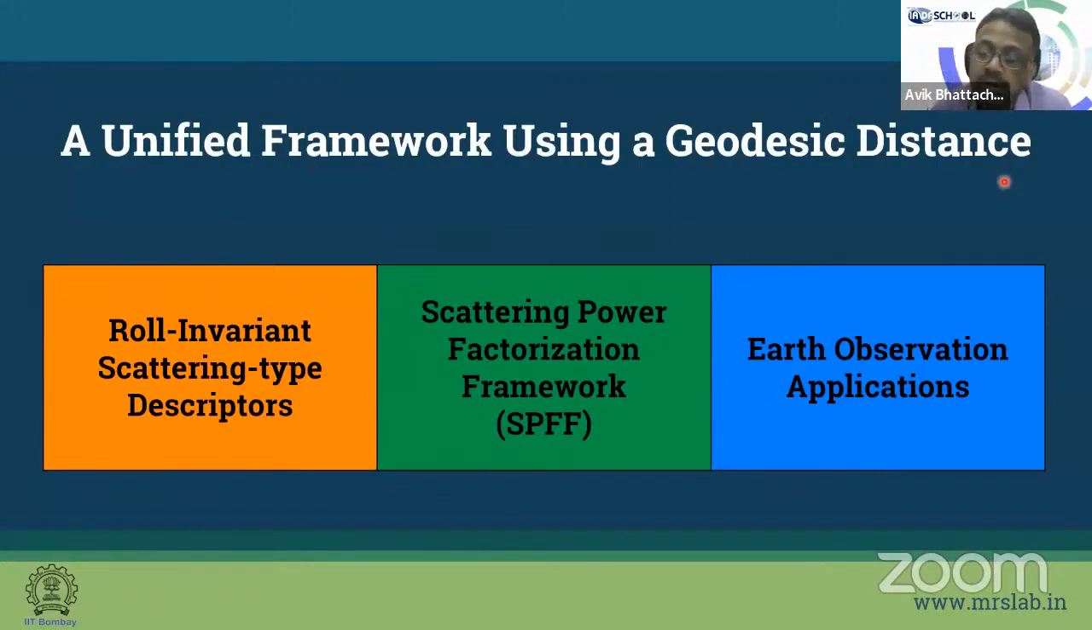Can I utilize them to characterize roll-invariant scattering descriptors, which I have done before, as I have said, utilizing the eigen-based method? How can I do the same thing from here, taking this kind of information to find out scattering powers? What we have seen before is the decomposition of scattering power, the model-based decomposition where you can get the powers. You have the coherency or covariance matrix, you decompose it, and you say these are the constituent powers in the single bounce, the odd bounce, surface and dihedral and volume and so on. Can I do the same thing utilizing such a notion of distance measure over the space of these matrices, which are representations of polarimetric SAR data? In this case, we are only talking about polarimetric SAR data, and then, of course, some applications for Earth observation.